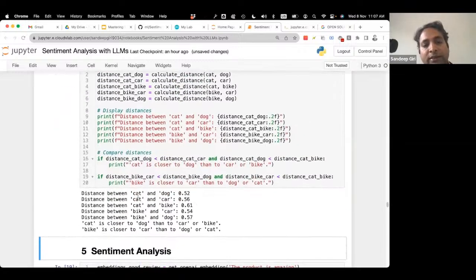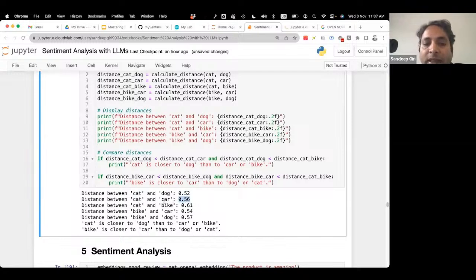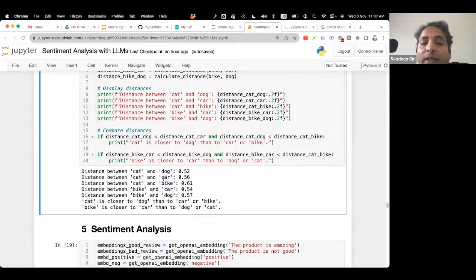Okay, so you can see the distance between cat and dog is 0.52, cat and car is 0.56. So definitely cat and dog is closer. Car is farther from cat as compared to dog, right? Cat and bike is even farther, okay? And yeah, you can't compare these two, saying that, oh, cat and car are only 0.56, cat and bike is so much. So it's difficult to justify that part, but never mind.